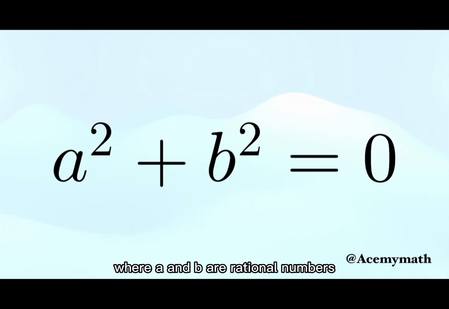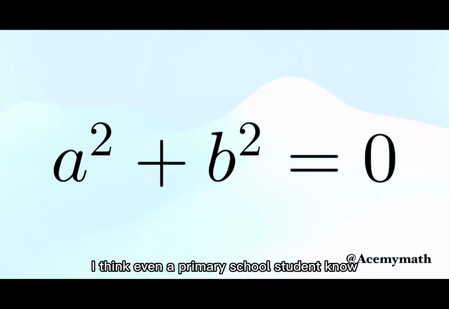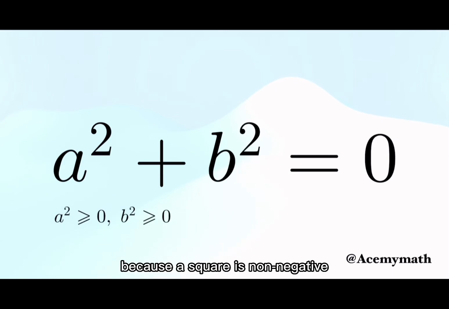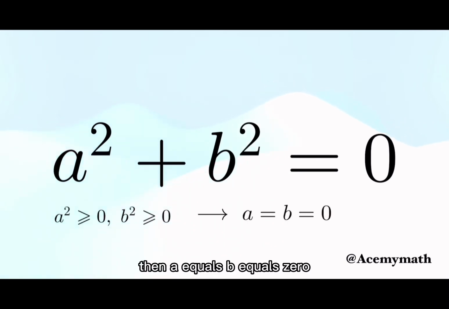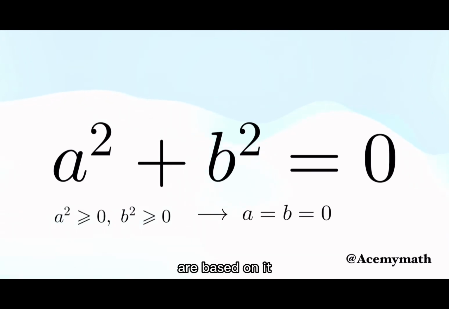Given that a squared plus b squared is 0, where a and b are rational numbers, what are the values of a and b? I think even a primary school student knows how to solve it, because a squared is non-negative and b squared is non-negative, so a equals b equals 0. So simple, isn't it? But all the questions we are going to talk about are based on it.